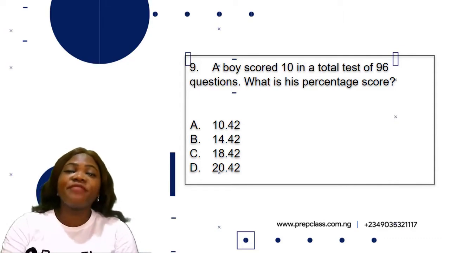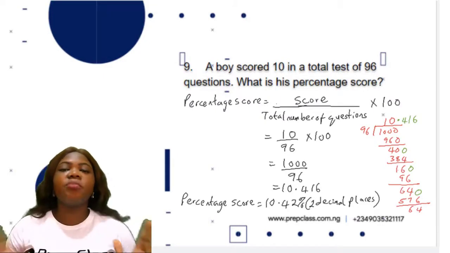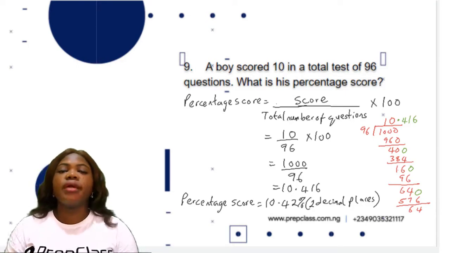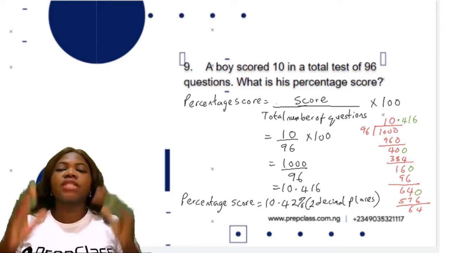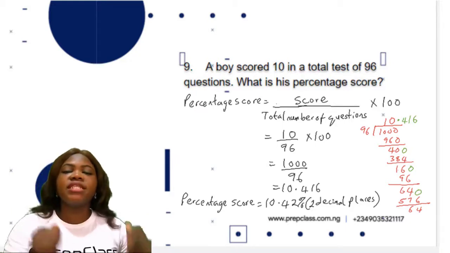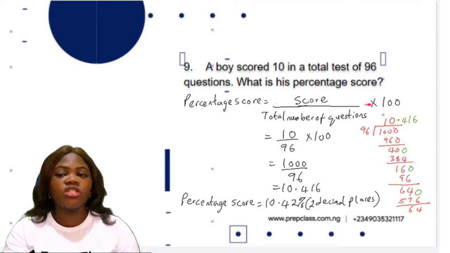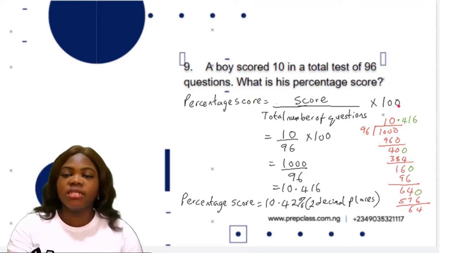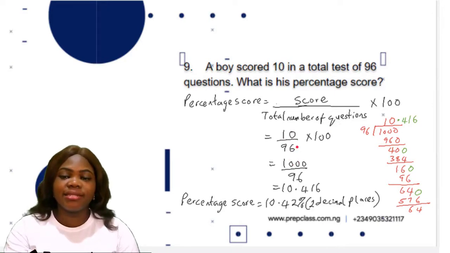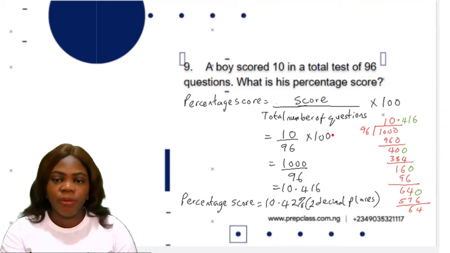Now let's find the percentage score. So first of all, what is percent? Percent means per 100. Cent is 100. So we are asked to calculate the boy's score per 100. So percentage score is given as score divided by total number of questions multiplied by 100. His score is 10, then the total number of questions is 96, multiplied by 100. So we now have 10 divided by 96 multiplied by 100.